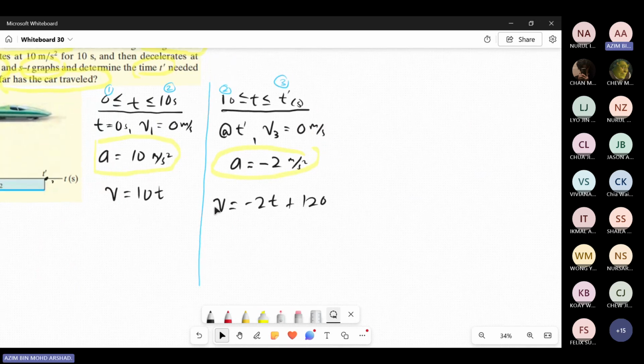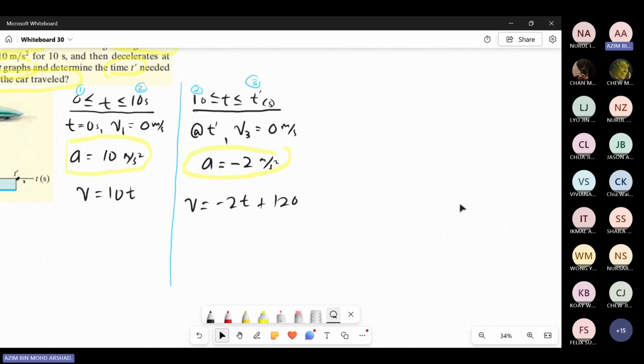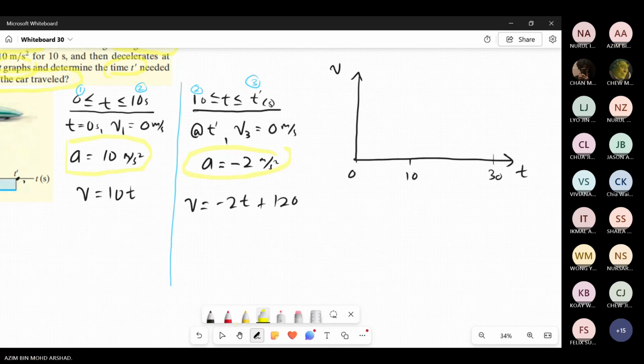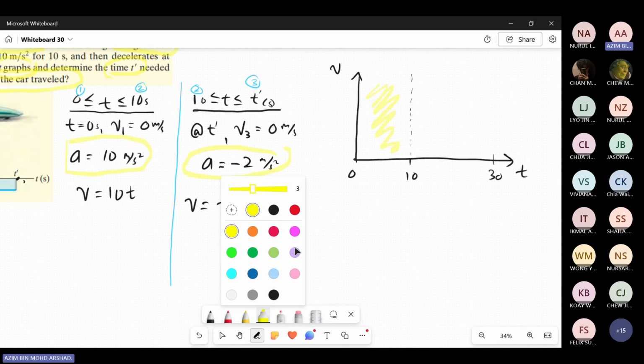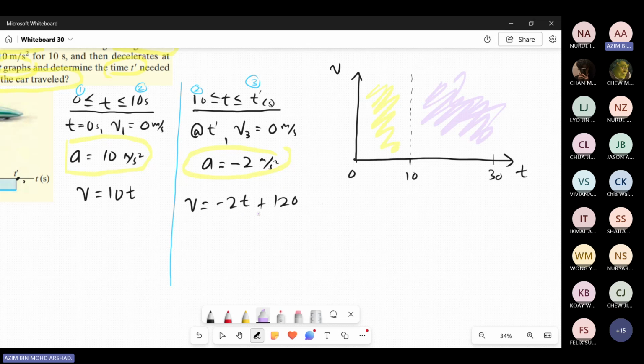Now we have velocity v, okay? So if we were to plot this, here's what we do. This is v, this is t. You have v from 0 to 10 seconds and 10 to 30 seconds, okay? Whatever happens on this side will be based on this equation, v equals 10t. Whatever happens on this side will be based on v equals negative 2t plus 120. Okay, so that's what we will do.